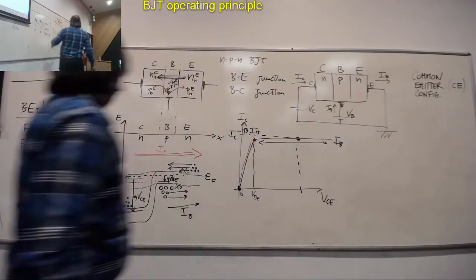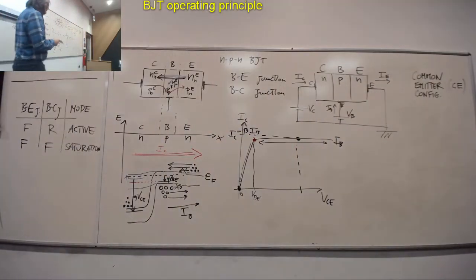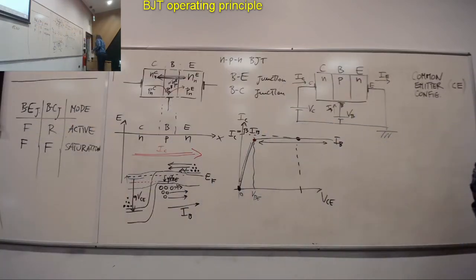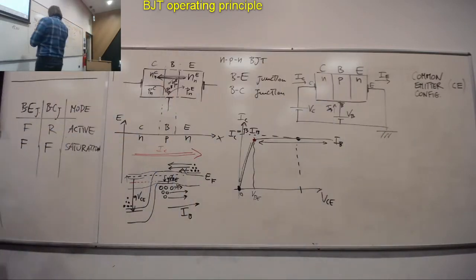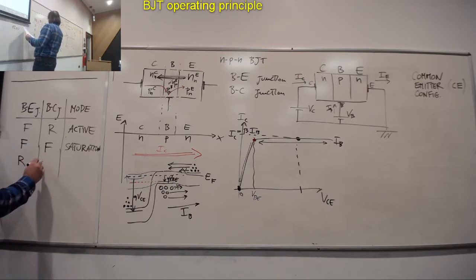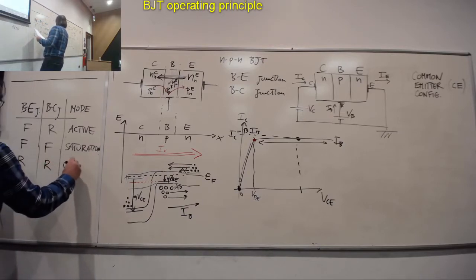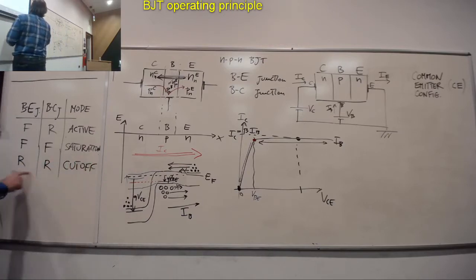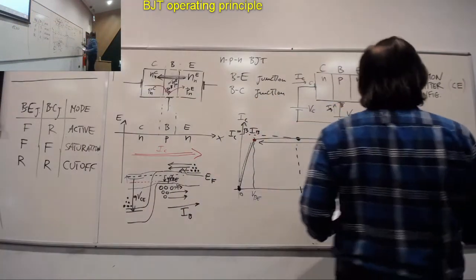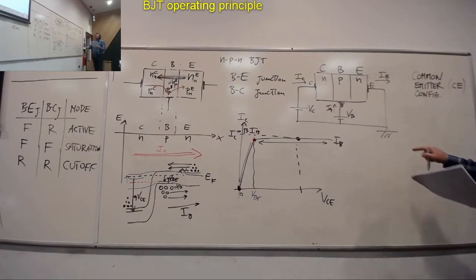Okay, so we've done active mode and saturation. Let us have a look at the cutoff mode. So now we are considering the case where the BE junction is in reverse mode, and the BC junction is also in reverse mode. This is called cutoff. You can see all the junctions are reversed. So really there is no current going anywhere. That's the point.